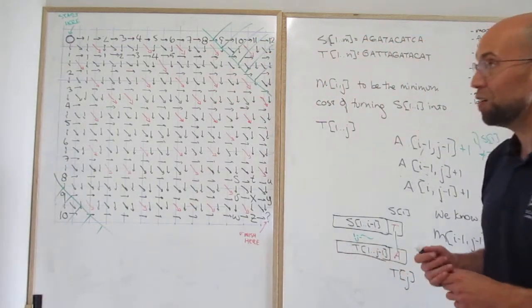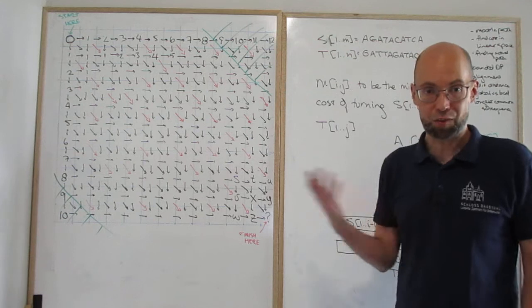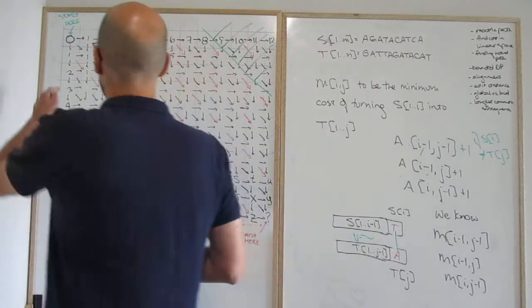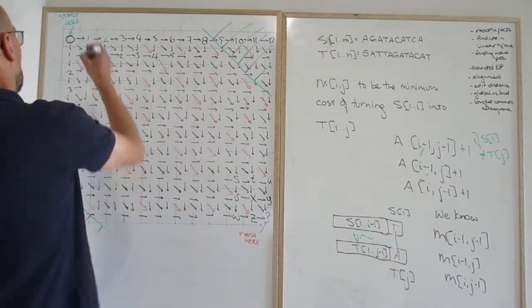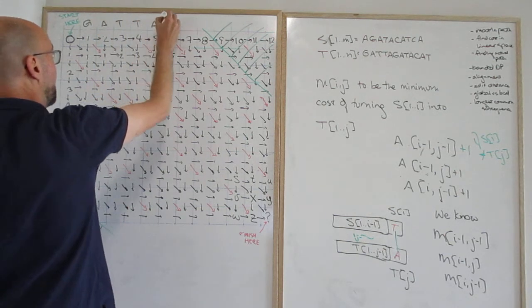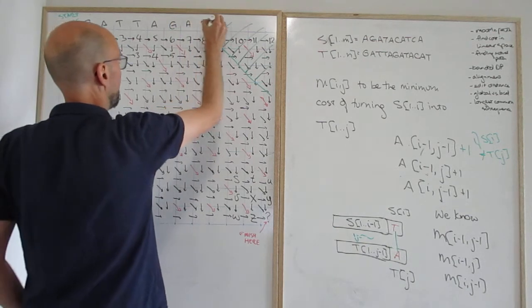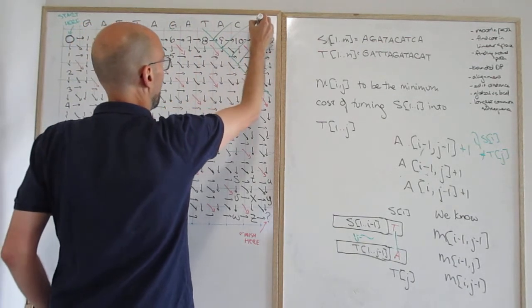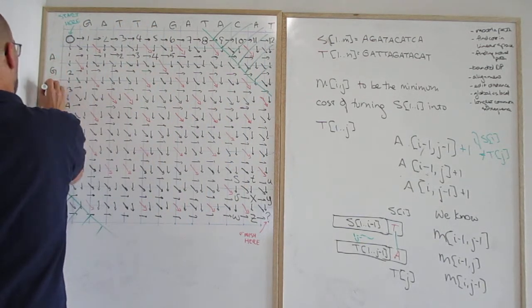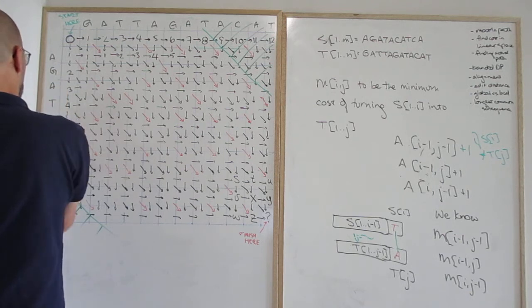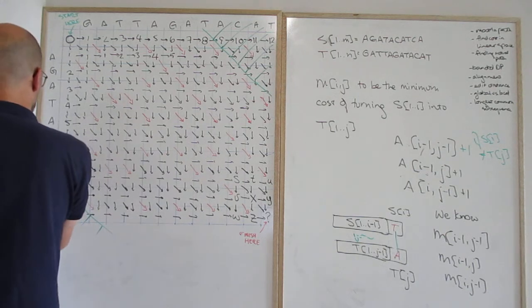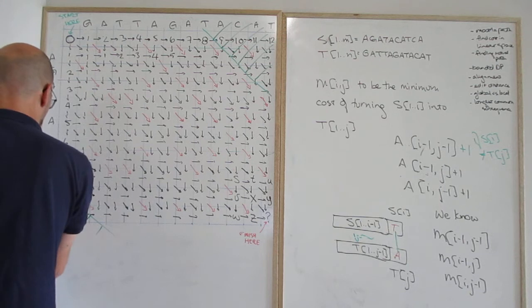But, okay, so what is this matrix? Somebody asked, are the red arrows random? No, not exactly. If we put in here G-A-T-T-A, G-A-T-A, C-A-T, and we put in here A-G-A-T-A-C, oh right, it's C-A-T-C-A.